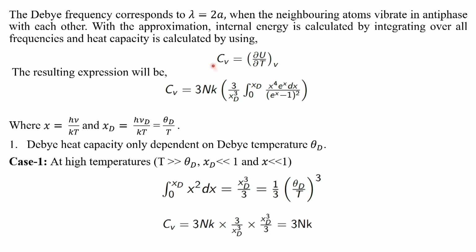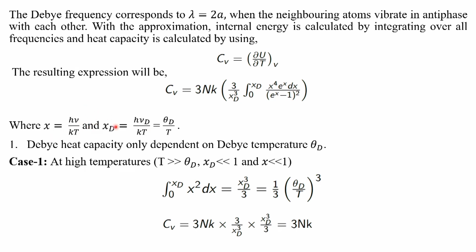So we know this is the expression for Cv. Cv is del U by del T at constant V. If we further carry out the derivation, we arrive at this expression. The derivation is quite complicated, so I am just skipping that. So Cv is 3N kB times 3 by xD cubed times the integration from 0 to xD of x to the 4 e to the x dx by (e to the x minus 1) raised to the 2, where x is h nu by kT.